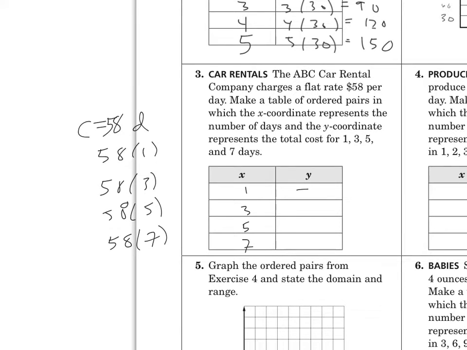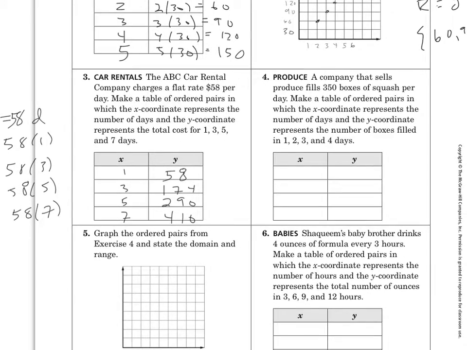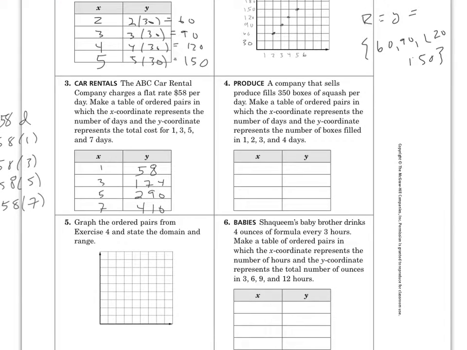So the first number is 58. The second number, 3 times 58, is 174. The third number is 290. And the fourth number is 410, I think. And you can verify these with your calculator.